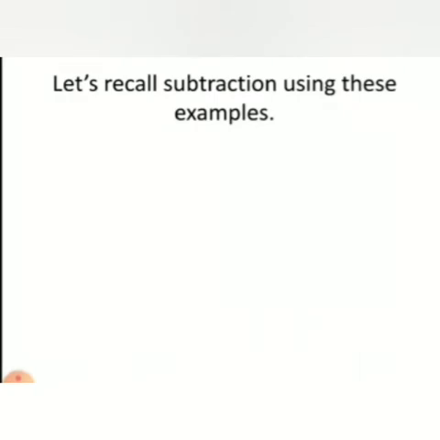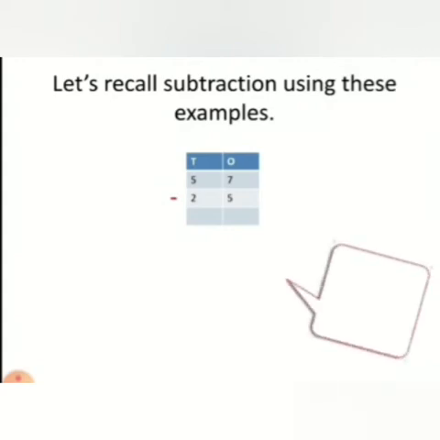Let's recall subtraction using these examples. You have already learned in first standard. So we will revise it once again. Here is a table form, tens and ones. So let's start. Always subtract starting with the digit in ones place. Yes, we will always start from the ones place. In ones place, the numbers are 7 and 5. So let's start.